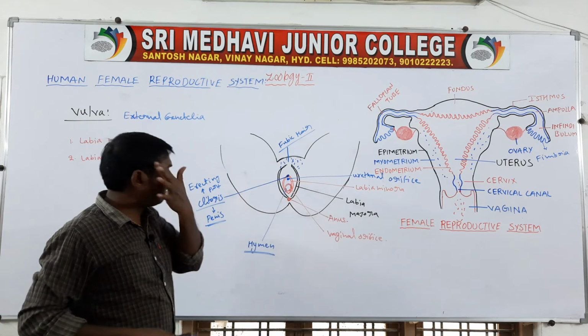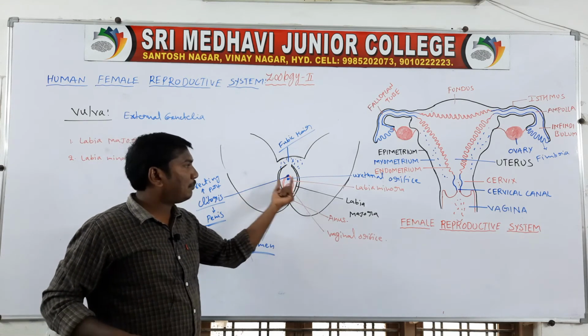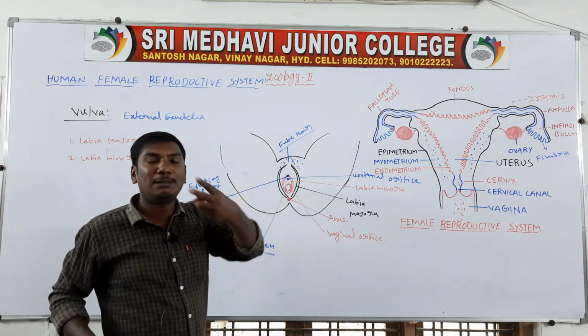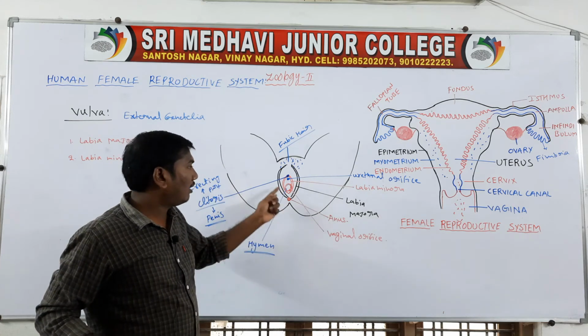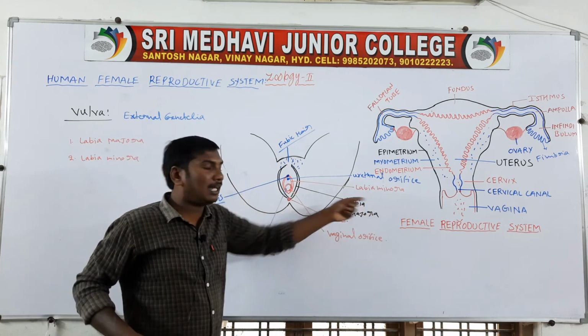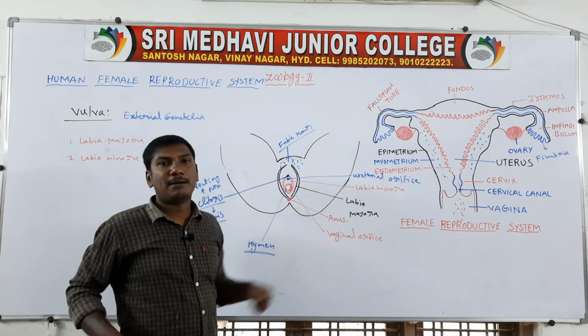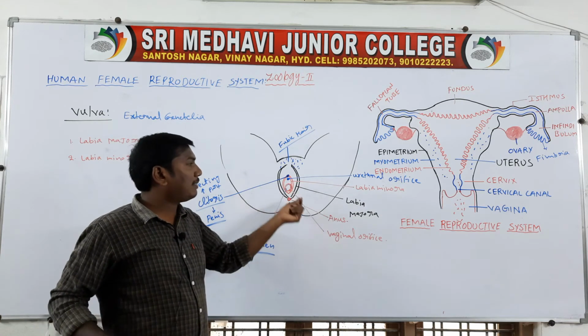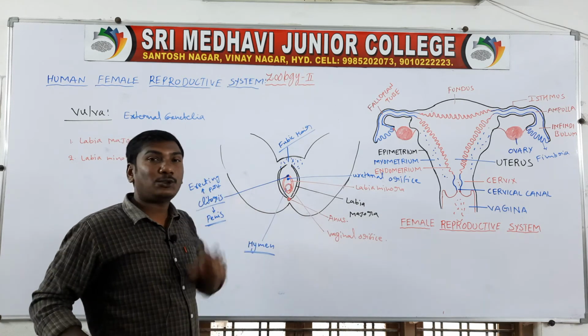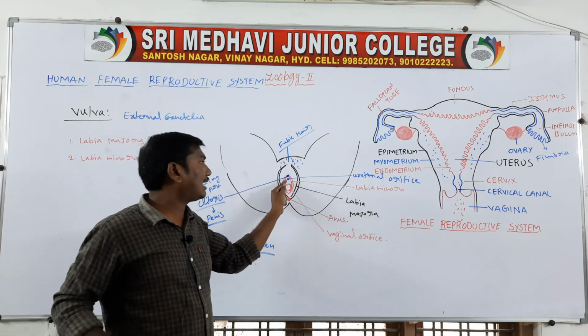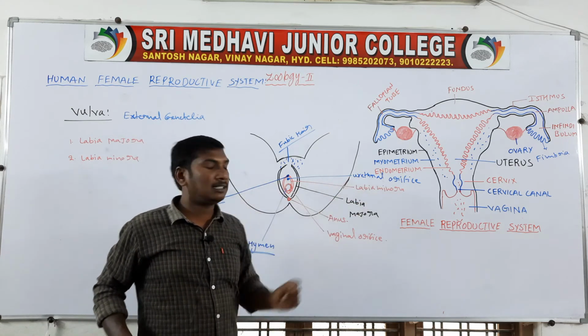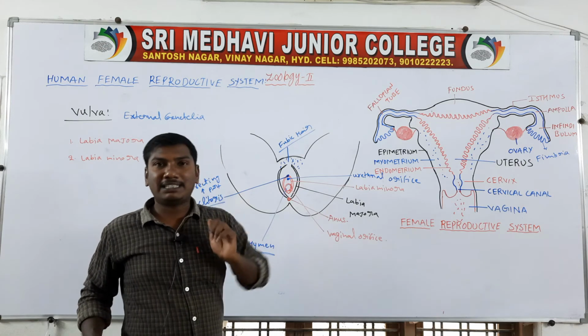The vulva, the pudendum, contains two pairs of lip-like structures. The large one is the labia majora, and the small one is the labia minora. Next, the labia minora contain two openings. The small anterior aperture is called the urethral orifice, and the lower one is called the vaginal orifice.